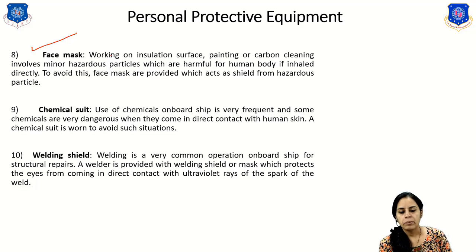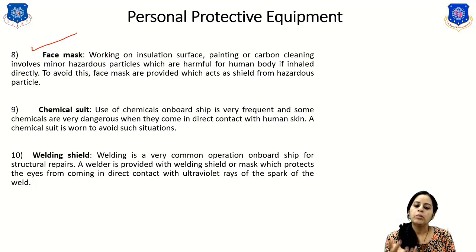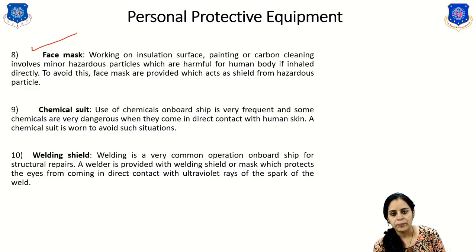Then number 9, which is a chemical suit. The use of chemicals on board a ship is very frequent, and some chemicals are very dangerous when they come in contact with human skin, right? So a chemical suit is worn to avoid such a situation, right?